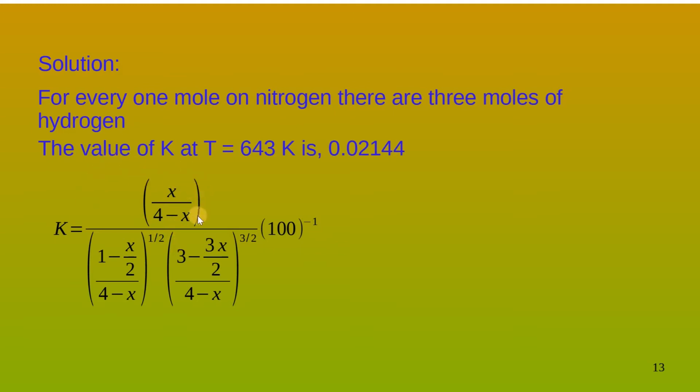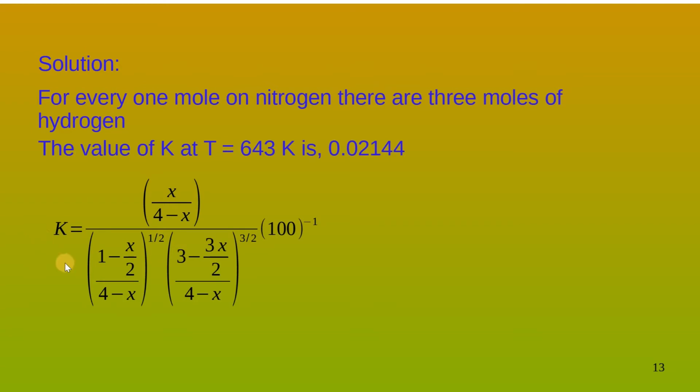Now on the top we have the mole fraction of ammonia. Now if X moles of ammonia are formed, the mole fraction of ammonia at the exit of the reactor, or at equilibrium, is nothing but X over 4 minus X. Now, how do we arrive at 4 minus X?